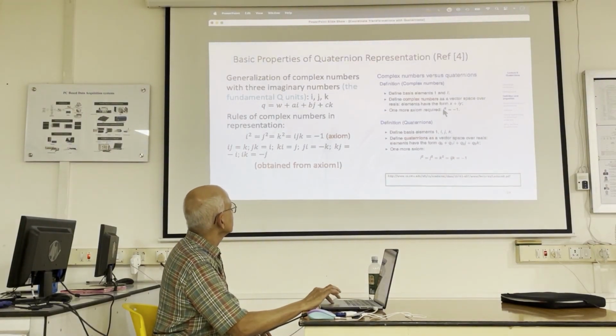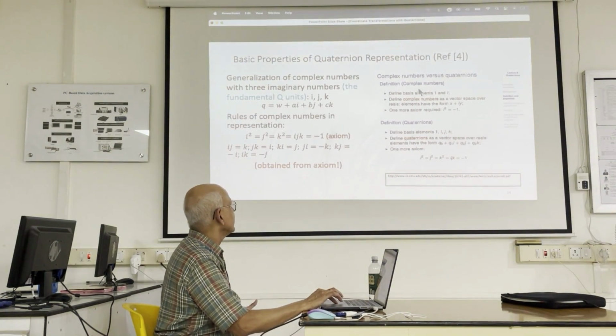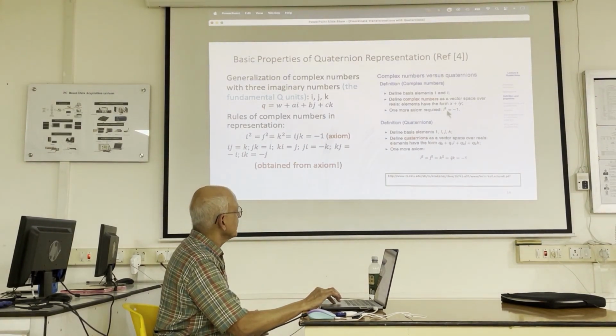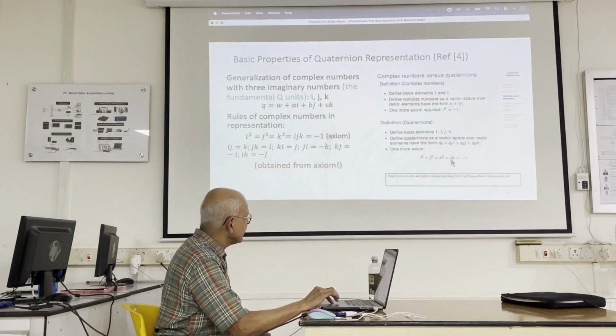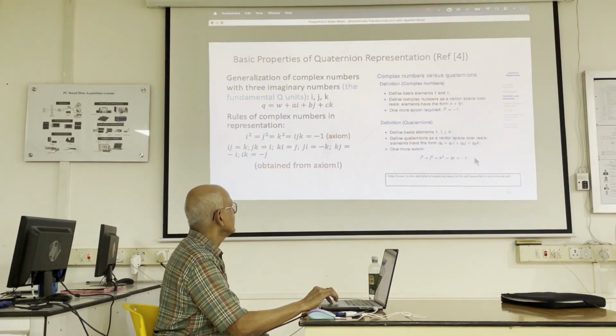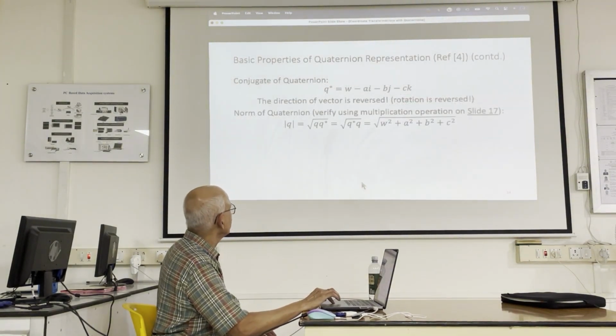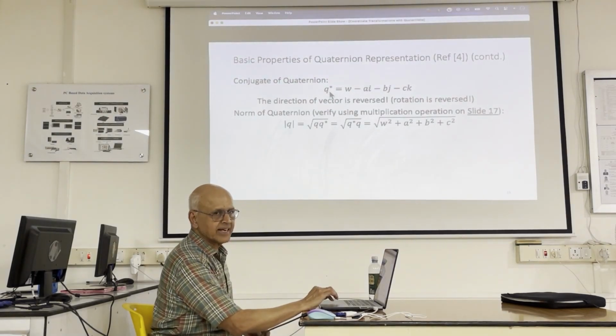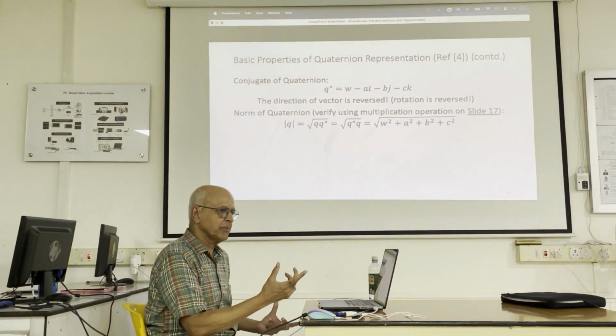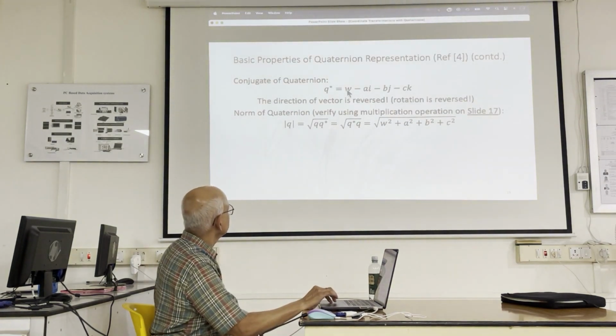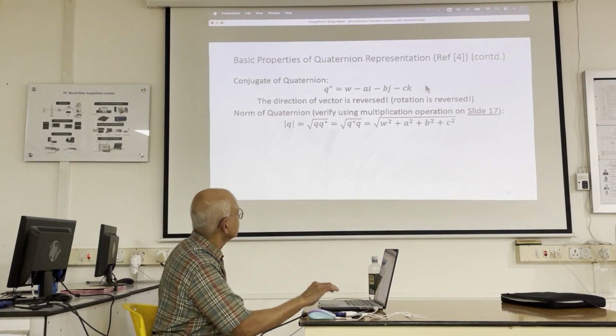He's comparing complex numbers with quaternions. What is the difference? In complex numbers, you have I squared is equal to -1. Here, you have 4 of them: I squared is equal to J squared is equal to K squared is equal to IJK is equal to -1. So just a quick comparison between complex numbers versus quaternions. This is the definition for complex numbers, this is the definition for quaternions. We'll soon get to use it. That's where we want to be. So this is the complex conjugate of the quaternion. Remember the complex conjugate of a complex number? The complex conjugate of a quaternion is W, and you put a minus sign on all the other elements.